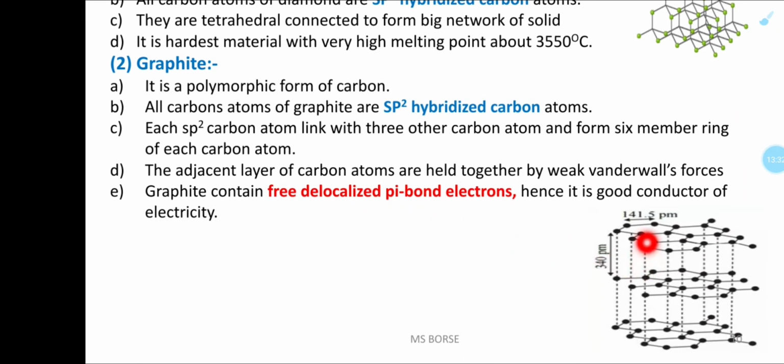This is a schematic structure of the carbon rings, and these are the weak van der Waals forces between the layers of rings in graphite.